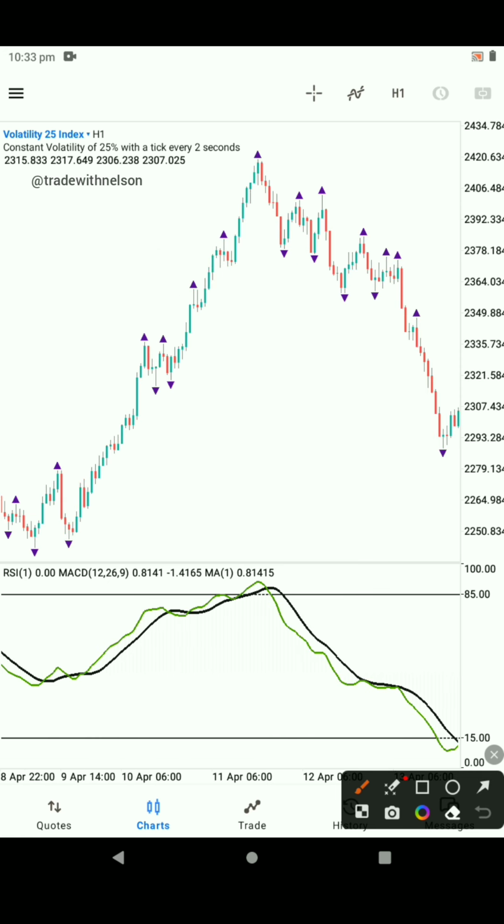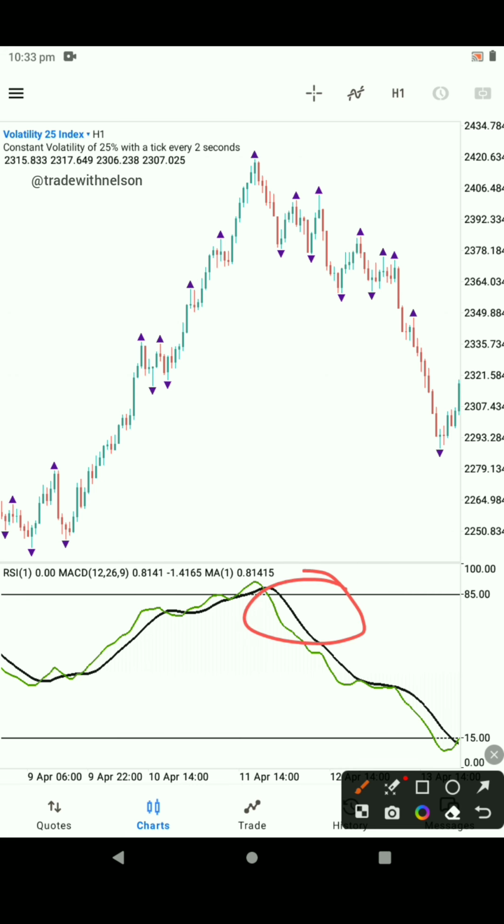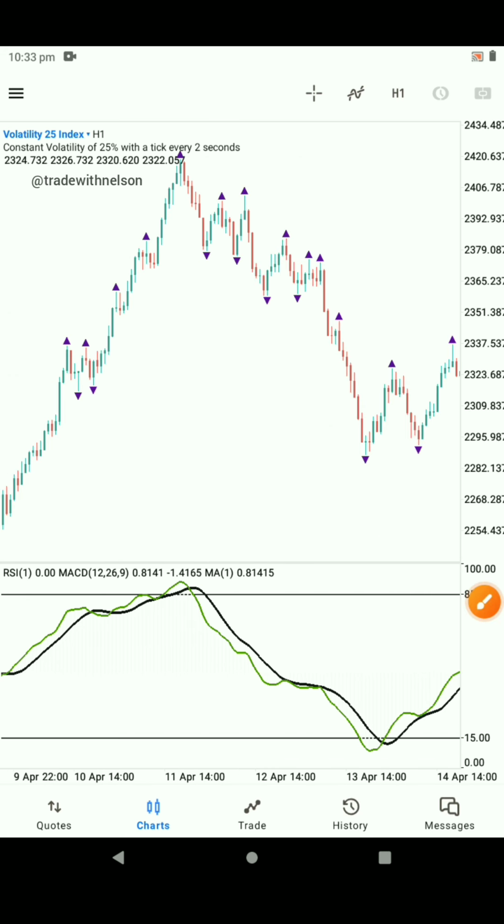If you look carefully on my chart, this is the 1 hour time frame and this is volatility 25. The only time frame we'll be using is the 1 hour time frame. But if you go to a higher time frame and combine this indicator with top-down analysis, you will get more out of your trades.